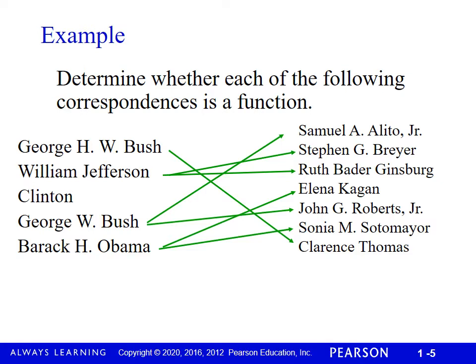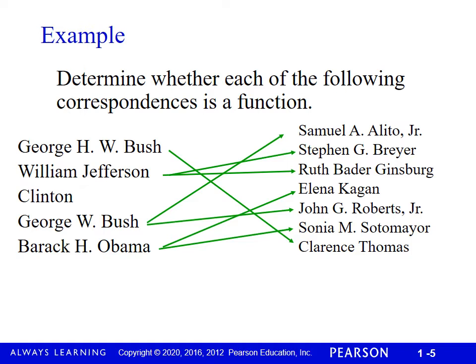Determine whether each of the following correspondences is a function. Okay? Well, it's kind of confusing because there are a lot of arrows to begin with. But notice the arrows are going from left to right, so these are our inputs. What are they called again? Domain. Inputs are domain, okay? And outputs, where the arrow is pointing to, are our range, okay?